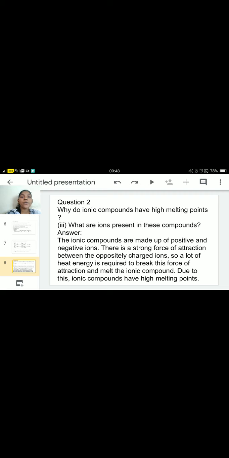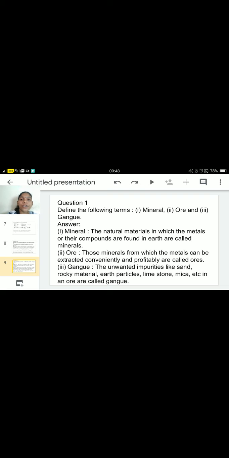Next question, why do ionic compounds have high melting points? What are the ions present in these compounds? The ionic compounds are made of positive as well as negative ions. There is a strong force of attraction between the oppositely charged ions. So, a lot of heat energy is required to break this force of attraction and melt the ionic compound. Due to this, ionic compounds have high melting point. So they are having strong force of attraction, due to which they are having the high melting point, and they are made up of positive and negative ions.